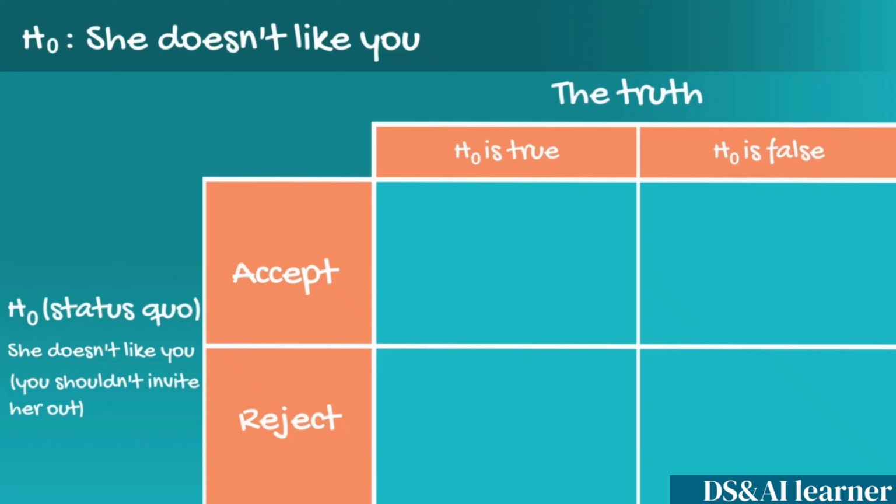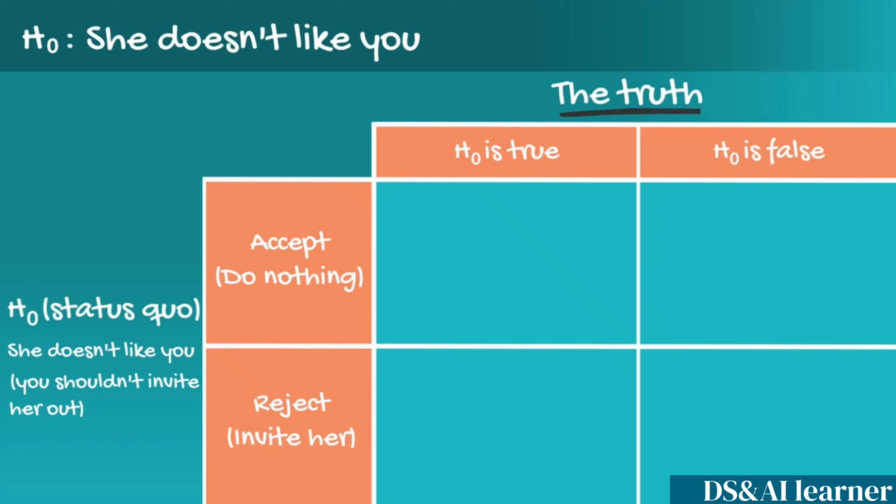For you, the status quo is that she doesn't like you. You are investigating what to do. If you accept the null hypothesis, you accept the fact she doesn't like you. Therefore, you do nothing. If you reject the null hypothesis, you reject the status quo. You go to her and invite her out. Okay, great. So far, so good.